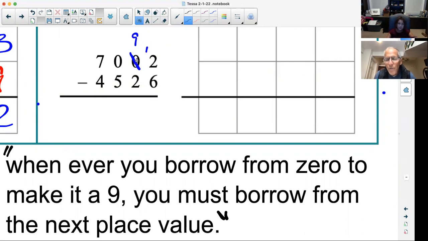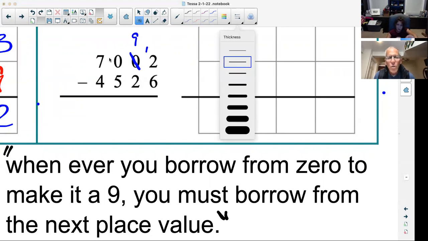I just borrowed from 0, made it a 9, so I must borrow from the next place value. Oh, I made that one a 10. It has nothing to do with the fact that it's too small. You must borrow from it and make it a 10. When you borrow from 0, you get a 10, then 9. And then what must you do?